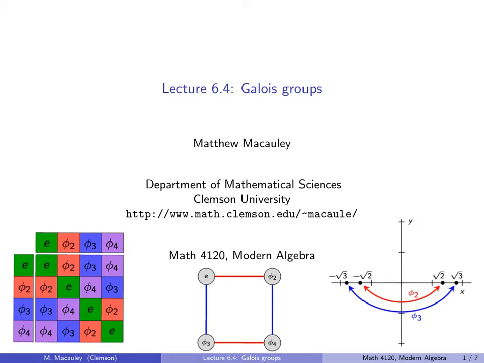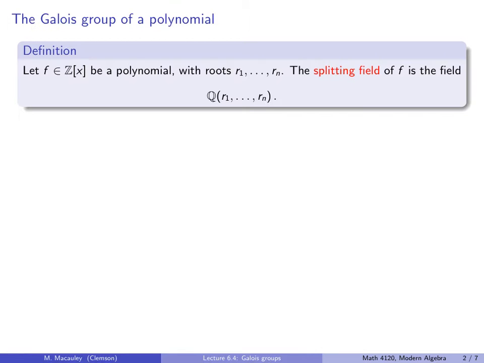Welcome to lecture 6.4, Galois groups. A few slides ago, we learned about the Galois group of a field extension of Q, and to refresh your memory, that was just the automorphism group of that field. And now we're going to turn our attention to the Galois group of a polynomial.